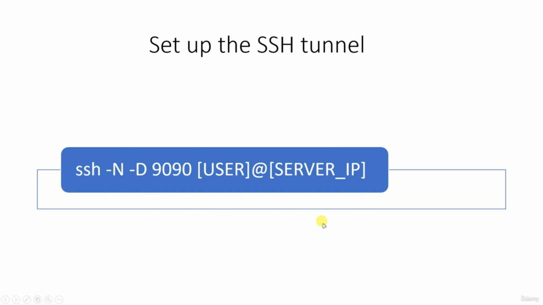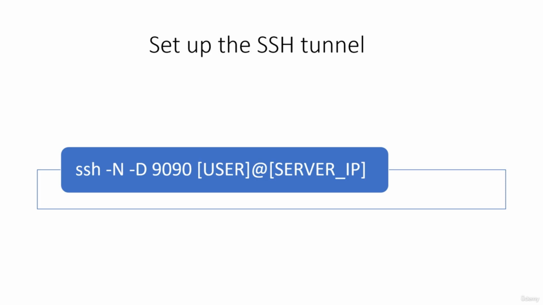So let's define what this is. SSH, as you know, is the SSH command, and -N tells SSH not to execute a remote command. This -D 9090 opens a SOCKS tunnel on the specified port number, this one, and user@server IP. So this is your remote SSH user and server IP address. To run the command in the background, just use the -f option.